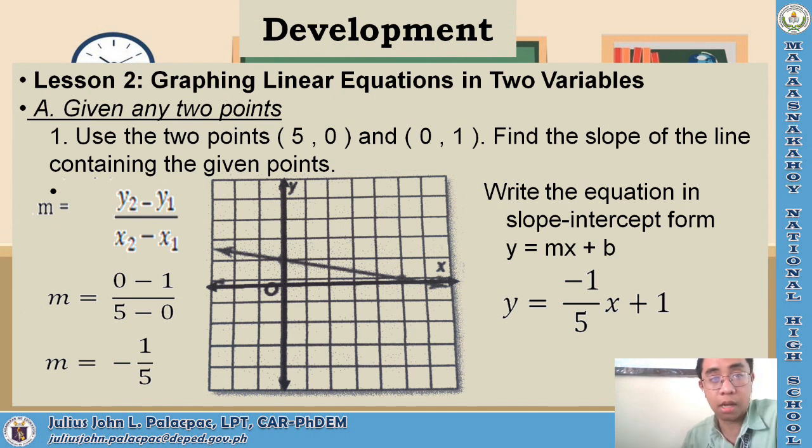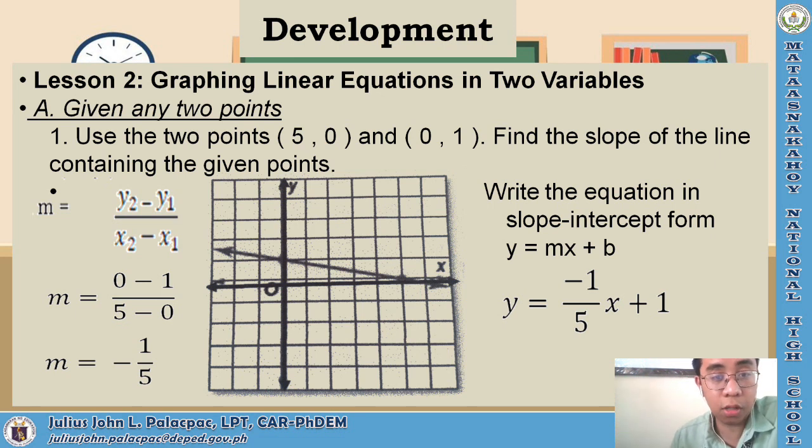Okay, let's proceed on the second lesson, graphing linear equations in two variables. We have 3 ways in graphing linear equations in two variables. First is graphing using any 2 points. Second is graphing using the x- and y-intercepts. And the last one is using the slope and a point.